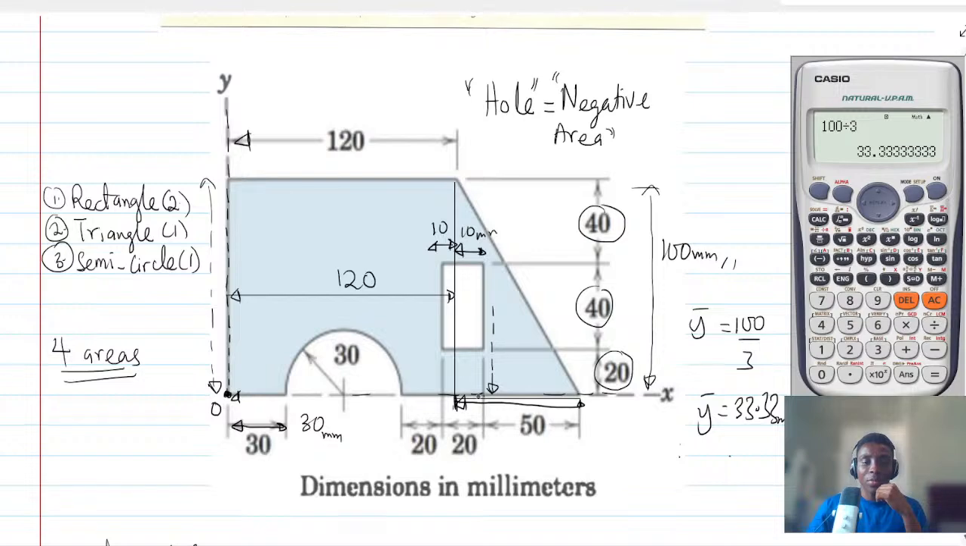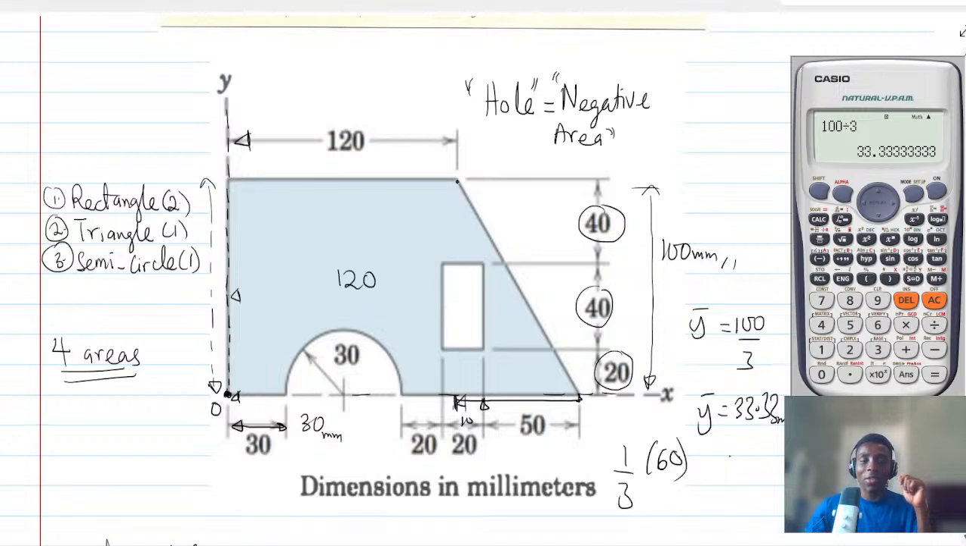Let me do it this way. The distance here is 10. Sorry, I want to take my time and do it. This distance here is 10, and then this is 50. So 10 plus 50 will be 60. But what is 1/3 of 60? I think I have to clean this. What we are trying to say is that this line here will divide the rectangle into 2.